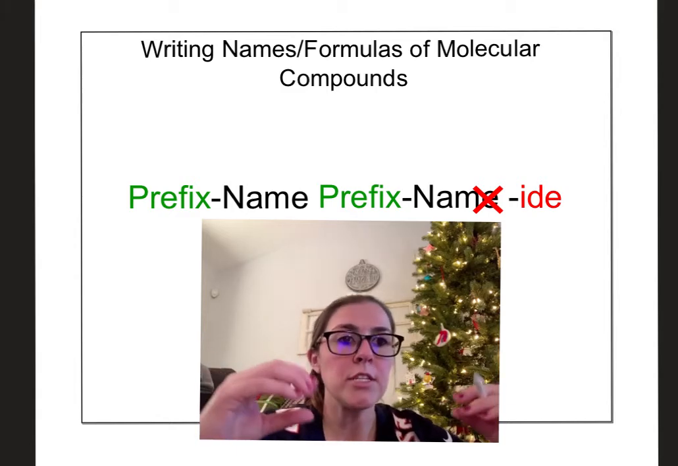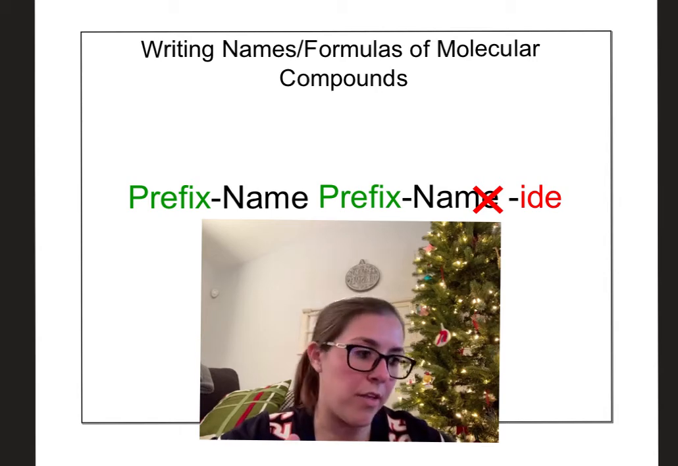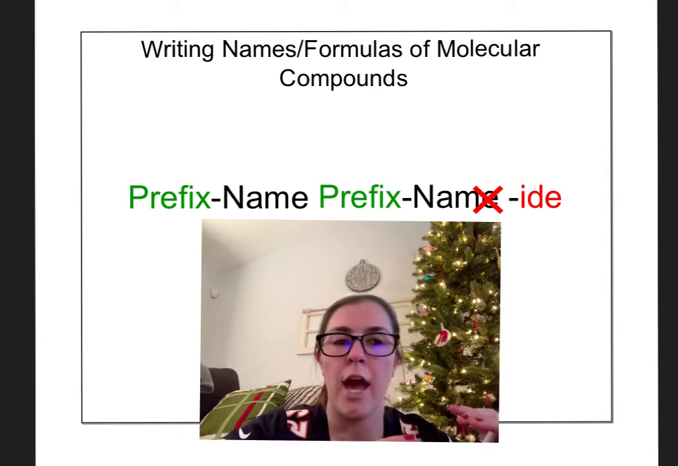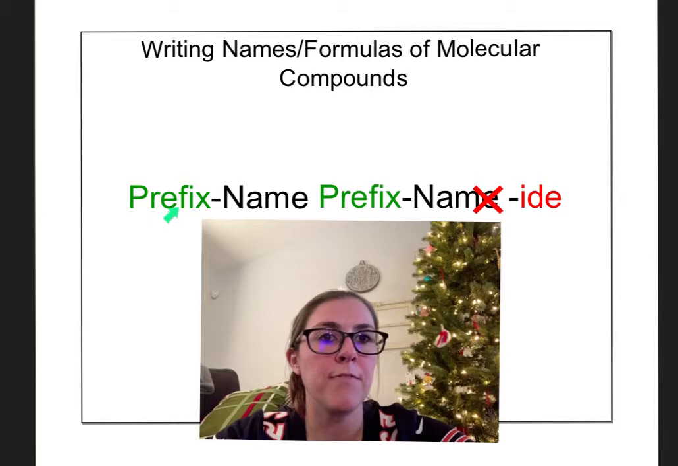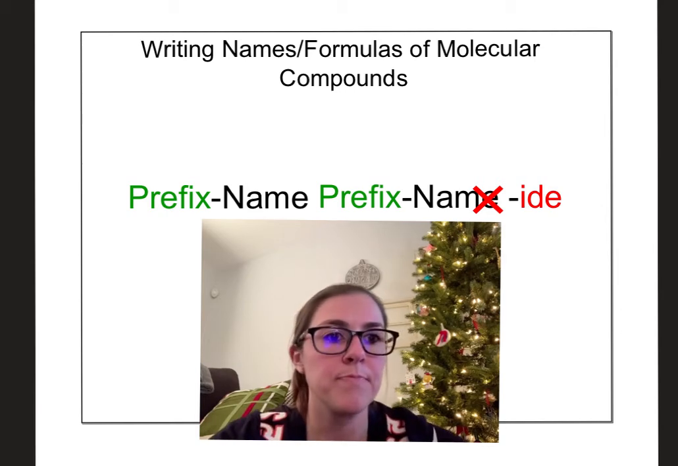And so that's going to be the structure we use just for covalent chemicals. This whole unit is covalent, but it's always good to double check: do I have two nonmetals? If so, I'm going to put a prefix with the element name, then a prefix with the element name, drop that ending and add "-ide." I'll show you some examples.